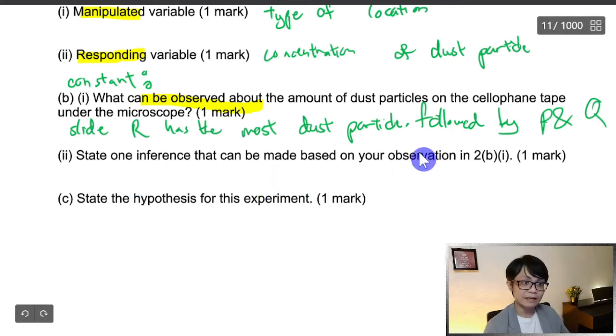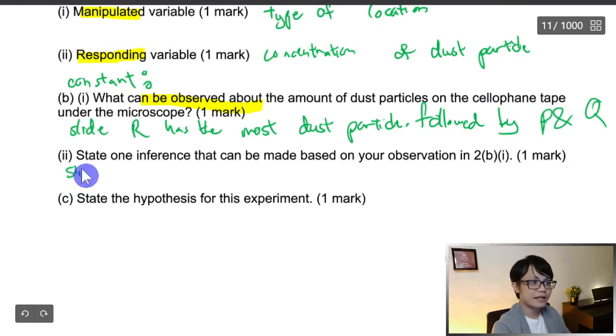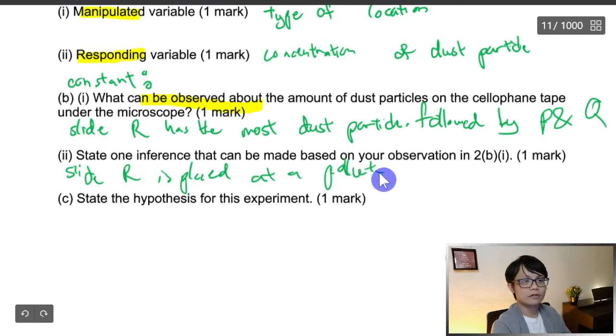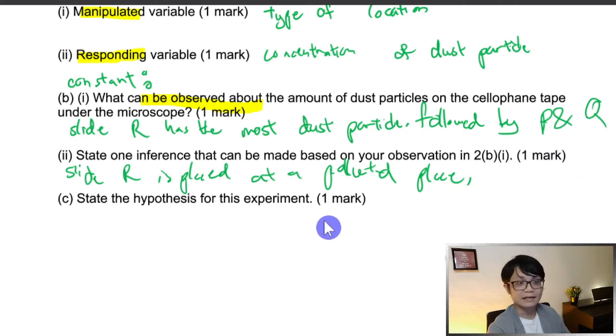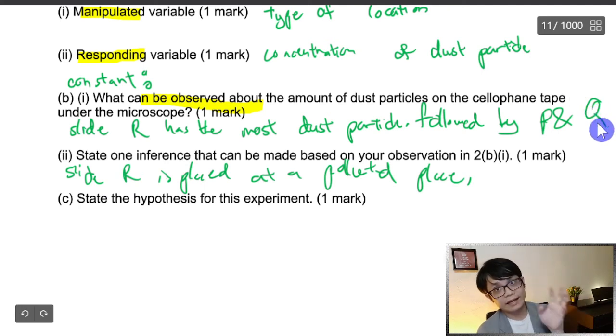So after this, what is the inference? Probably R is at the polluted place, correct or not? Because of slide R. So I say slide R, the inference, one of the most obvious. There are a lot of inferences, but the most obvious is that slide R is placed at a polluted place, and slide Q is placed at the least polluted. Up to you, you can say slide R is placed at the most polluted place, or you can say Q is situated at the least polluted. I will just give both answers so it's easier, because sometimes the marking scheme in exams differs. So I just give all, easier.